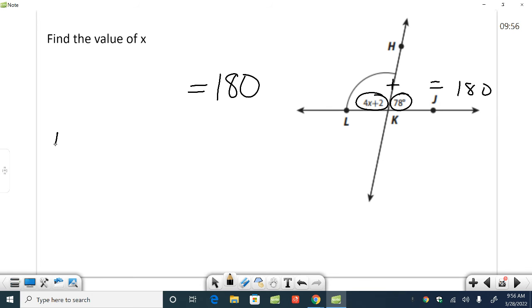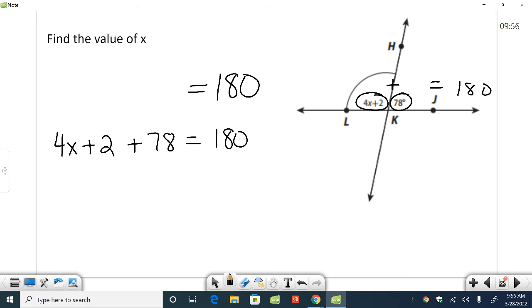So let's plug that in. 4x plus 2 plus 78 equals 180. Do you guys see what I just did? It's asking me to find the value of x. So I've put in this plus this is going to equal 180. Can you solve that now? What would you do first? How would you start to work this out to figure out how to get x by itself?